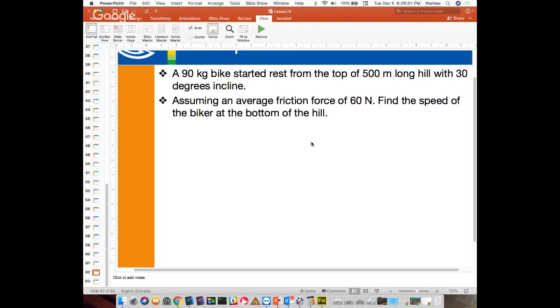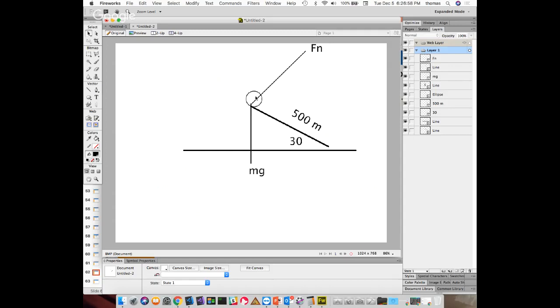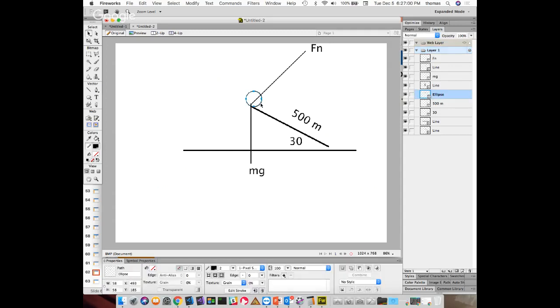Now, what we're being asked to do is to find the speed of the biker at the bottom of the hill. So we're here, right? And we want to figure out what's going to happen down here. So here's what we want at the top of the hill. Here's a bike, right? We're just representing it with a circle. Actually, it doesn't matter. It's a system, right? Who cares if it's a bike? It could be a square, for all you care.